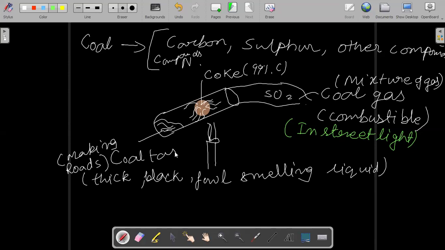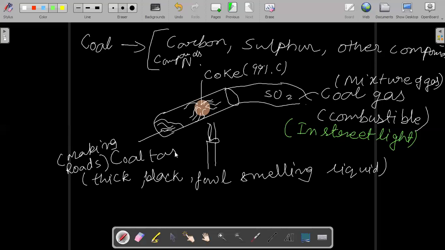Okay, so the use of coke is in the extraction of metals, like steel. And what is the use of coal gas? Sir, coal gas is used in street lights. Yes, it was used in street lights.